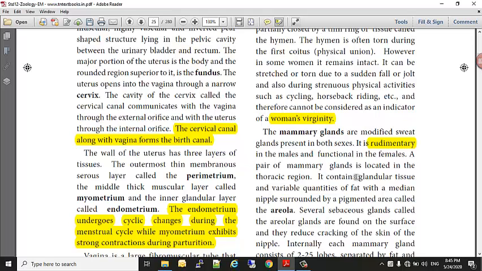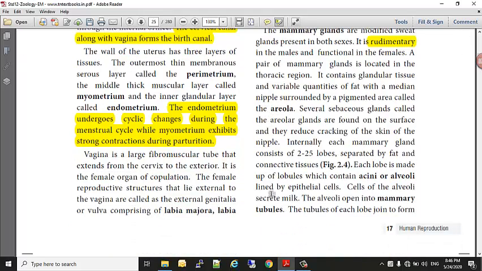A pair of mammary glands is located in the thoracic region. It contains glandular tissues and variable quantities of fat, with a median nipple surrounded by a pigmented area called the areola. Several sebaceous glands called areolar glands are found on the surface, and they reduce cracking of the skin of the nipple. Internally, each mammary gland consists of 2 to 25 lobes separated by fat and connective tissue.